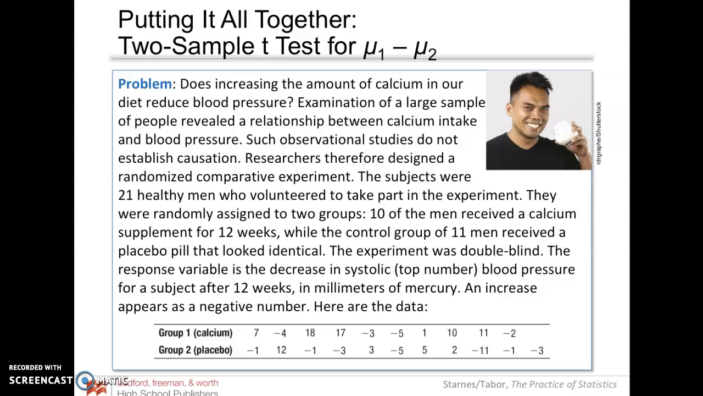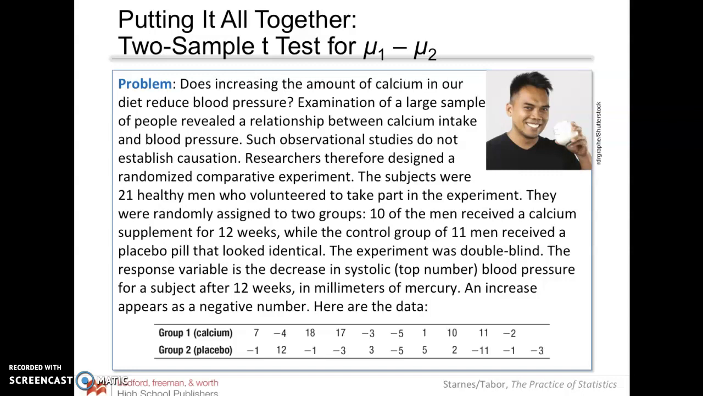Researchers therefore designed a randomized comparative experiment. The subjects were 21 healthy men who volunteered to take part in the experiment. They were randomly assigned to two groups. 10 of the men received a calcium supplement for 12 weeks, while the control group of 11 men received a placebo pill that looked identical.